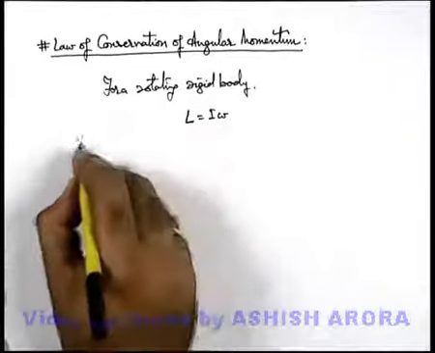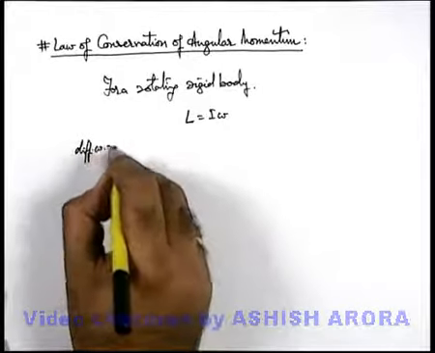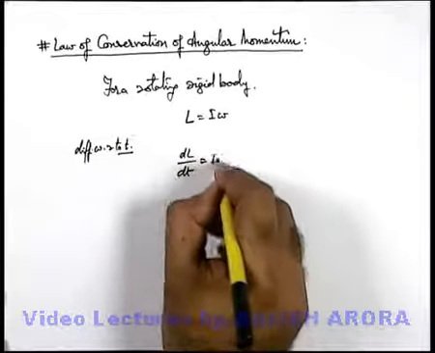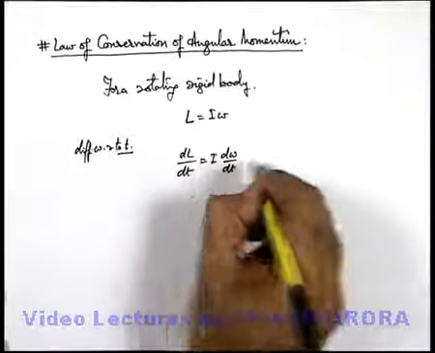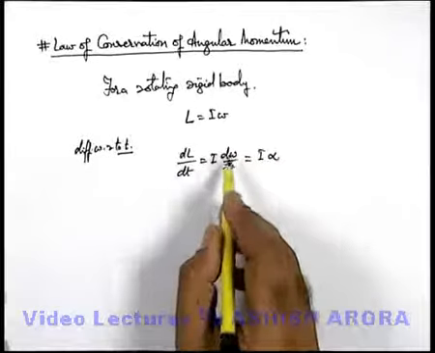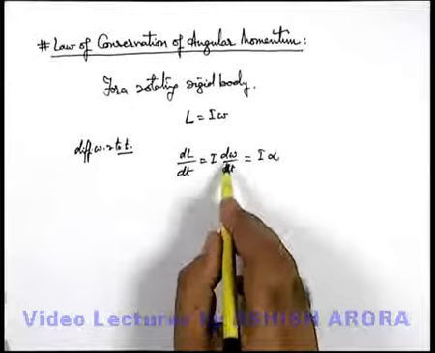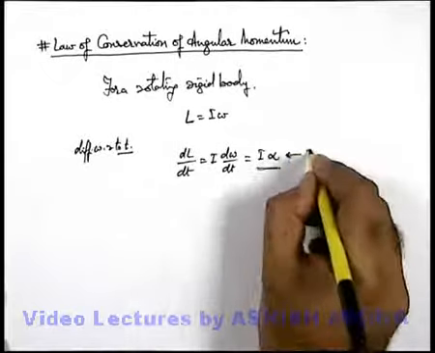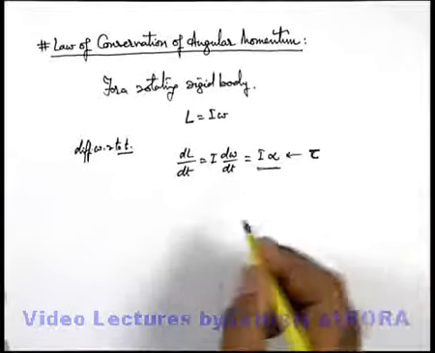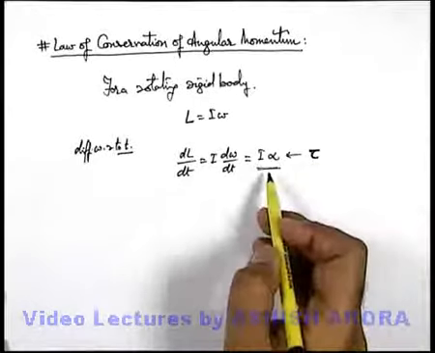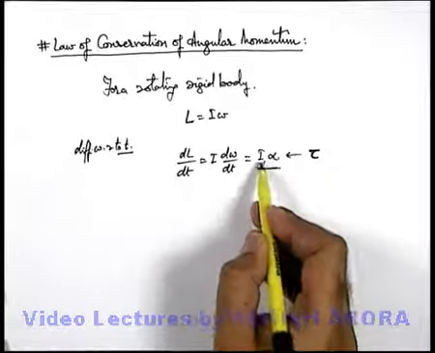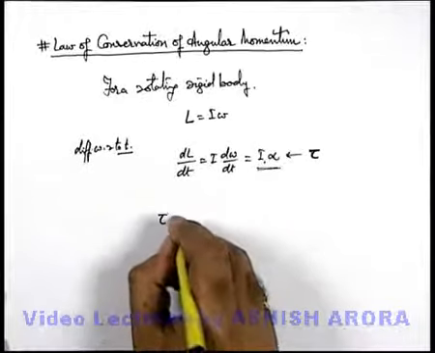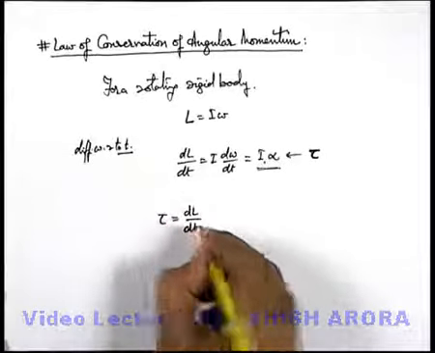Let's differentiate it with respect to time. If we differentiate with respect to time, we get dL by dt is equal to I d omega by dt, which can be written as I alpha, as d omega by dt is the angular acceleration of the body. We know the net torque acting on the body, or the net summation of all the torques acting on the body, can be written as the product of moment of inertia and angular acceleration. So here we can write the net torque acting on a body can be written as dL by dt also.